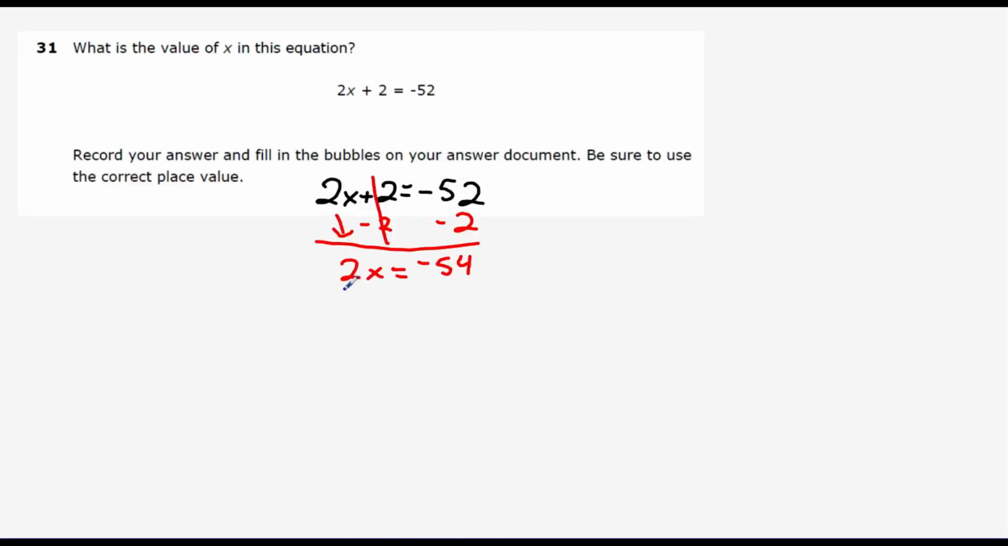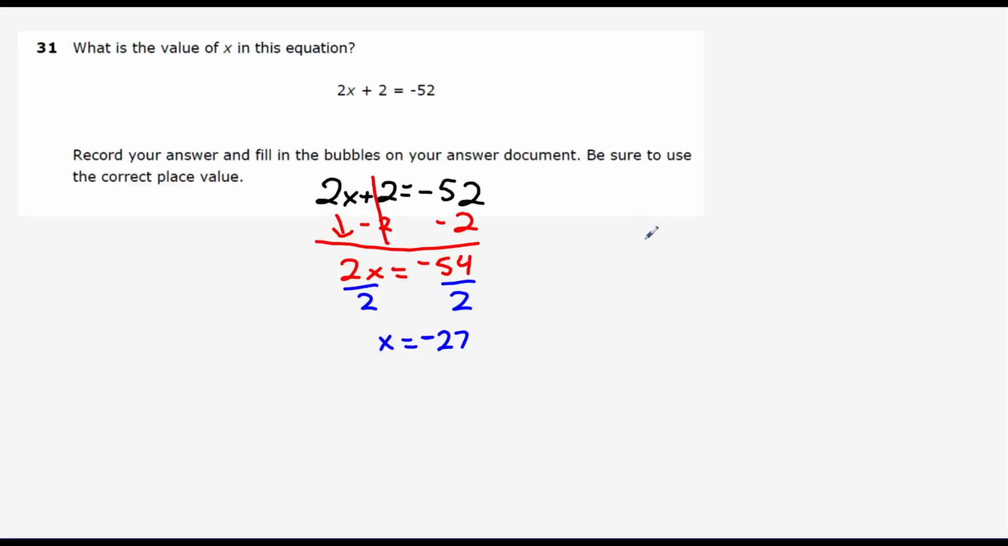So then you get rid of times 2. The opposite is to divide by 2. 54 divided by 2 is 27. And a negative divided by a positive, different signs, ends up being negative.